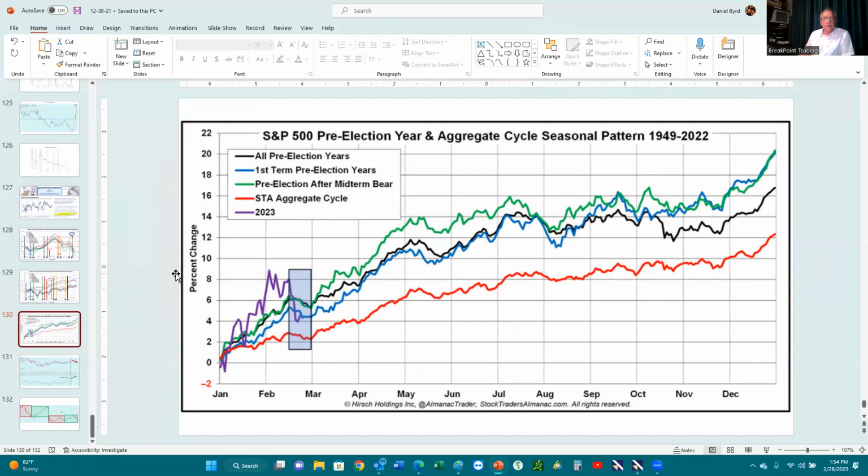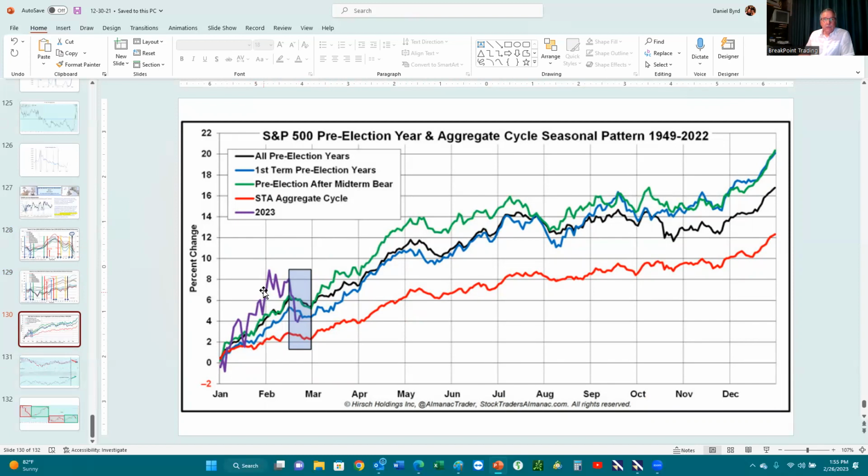This is mostly the pre-election year, and we are in a pre-election year right now. So this is what all pre-election years look like, the black line. First-term pre-election years, that's where we are. Biden is a first-term president, so it's a pre-election year for him. Pre-election after a midterm bear. We just finished a midterm bear. You can see that actually performs better than any of them, the green line. And then 2023, the purple one, is where we are right now.